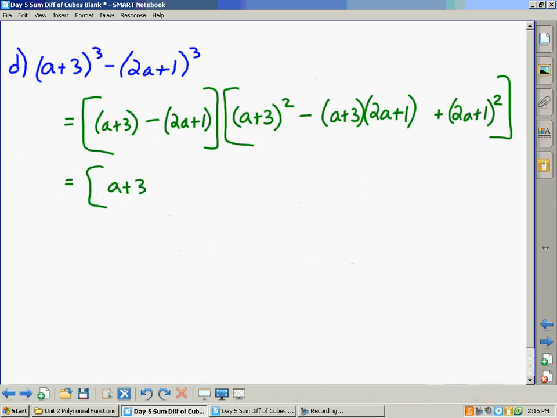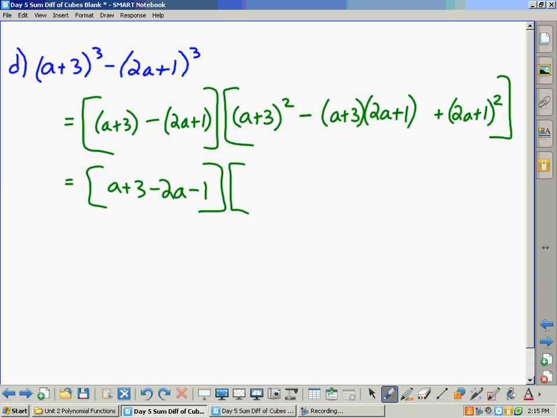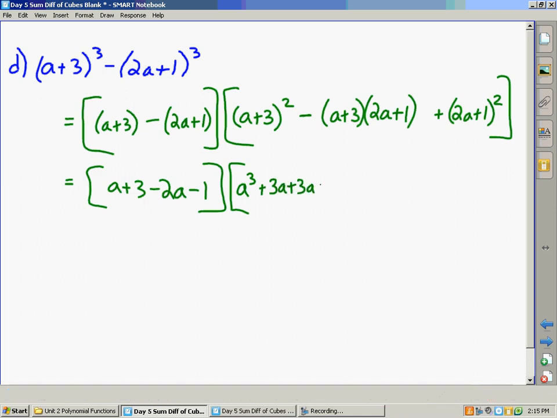It's a plus 3, and I'm subtracting this, which means I have to subtract both terms in there. Oh, sorry, that should be a square bracket. A plus 3 minus 2a minus 1. Okay, square brackets. Here, I can simplify a plus 3 squared. It's a plus 3 times a plus 3. So that's a squared plus 3a plus 3a plus 9.